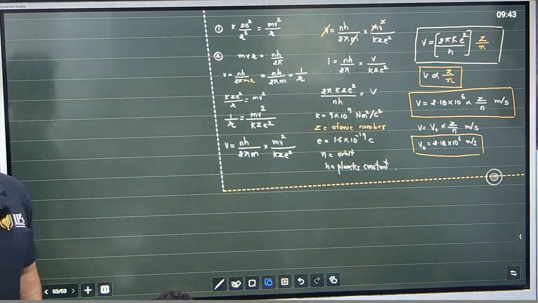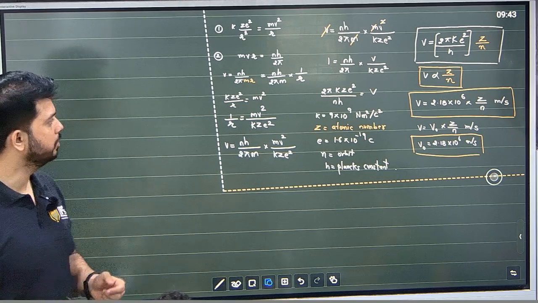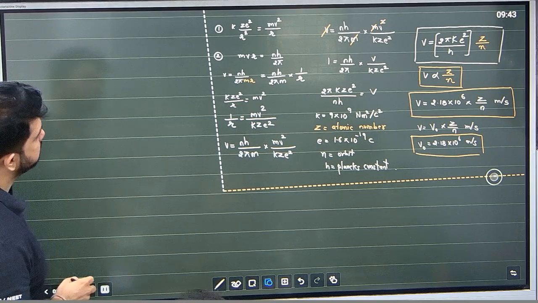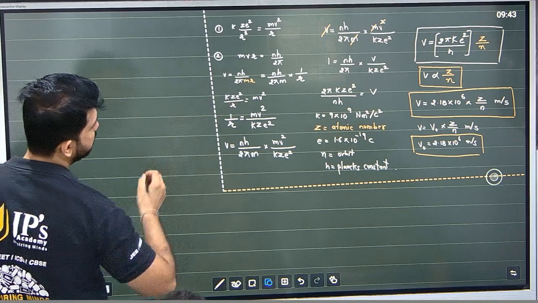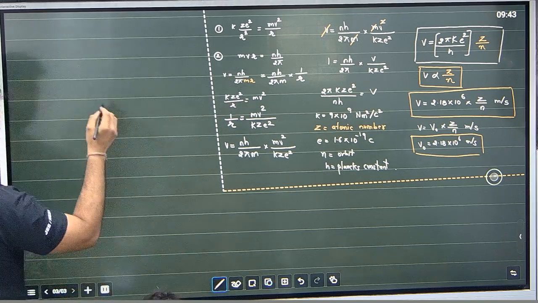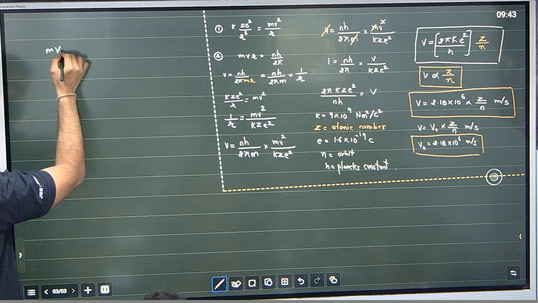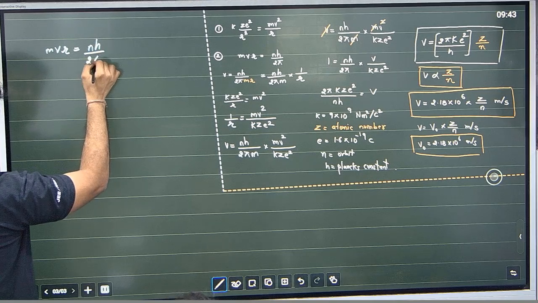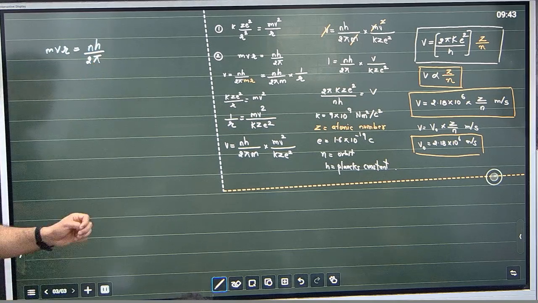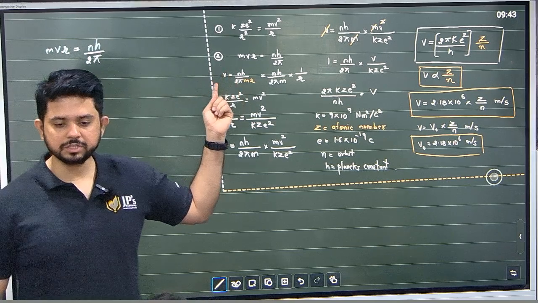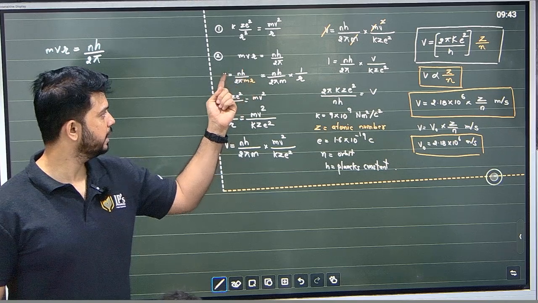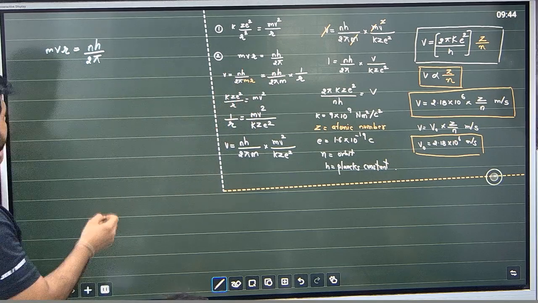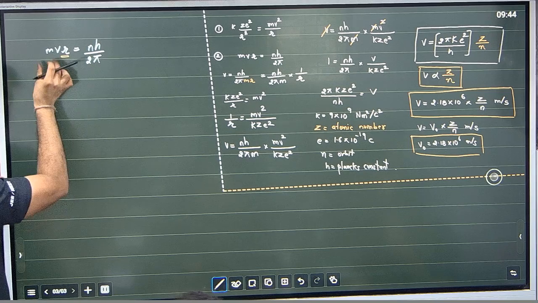Any questions in the derivation of velocity? Chalo. Now look at the same formula again. I go back and write the same formula for angular momentum. What is the formula for angular momentum? mvr is equal to n into h upon 2 pi. We had kept velocity here, and m and r we had taken to the right. Now keep r here and move m and v to the right.